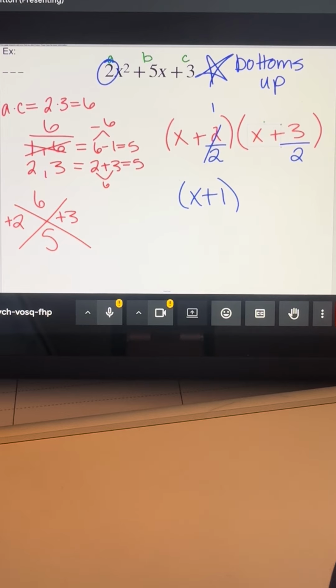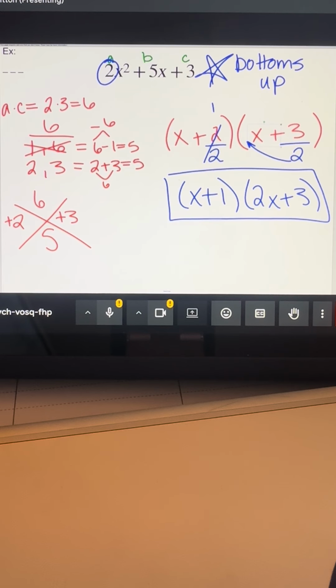Can you take 3 divided by 2? No, so that's what bottoms up. Move it up. So this 2 just moves in front of our x. 2x plus 3. So the only extra step today, compared to what we did yesterday, is everything in the blue. We did all of this yesterday. We did everything in the red.